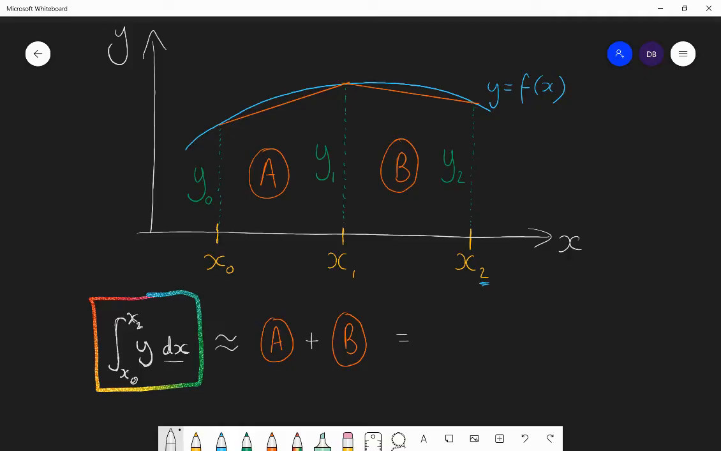As we move along in the x direction, what is the area between these two x values, x0 and x2? Okay, and that is approximately equal to the area of the two trapezia added together. It's not exactly equal to it. We're just estimating it using the area of trapezia.